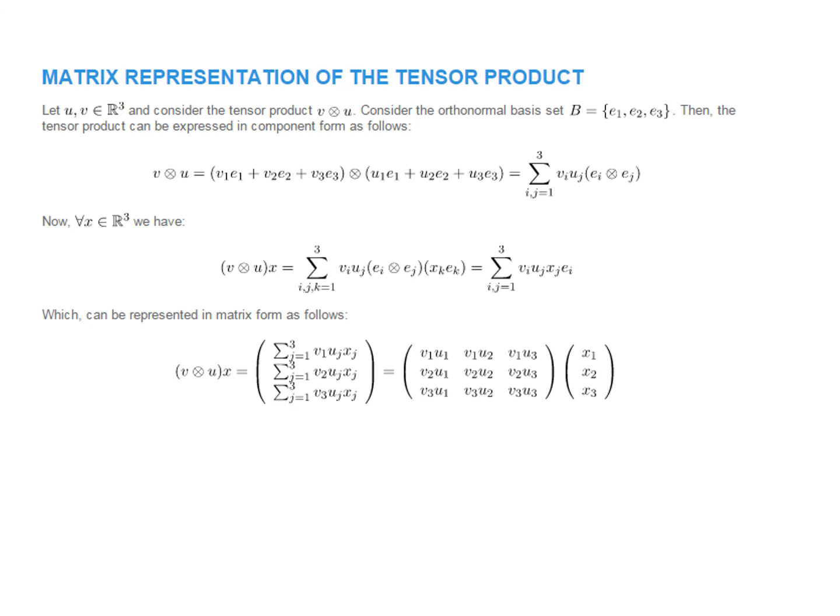To find the equivalent matrix representation, we are going to take this linear operator and multiply it by x. So we're going to represent x as the summation of x_k e_k, and use the properties of the tensor product to obtain this relationship. This form implies that the matrix representation of v tensor u is given by this form, which basically is M_ij equal to v_i u_j.